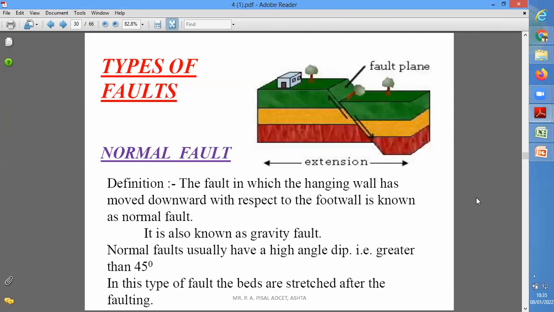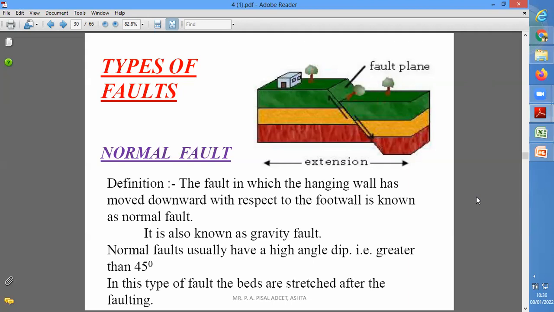So now we are going to discuss the types of faults. In the fold, we have discussed the different types of folds. Today we are going to discuss different types of faults. First one is the normal fault. Second one is the reverse fault. Next one is the step fault. Another one is the horst. Another one is the graben fault, etc.